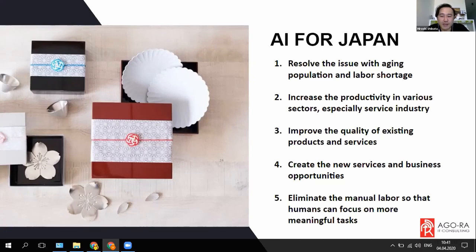And finally, a lot of work can be done manually, but humans have to do it, even if it's boring. Those jobs can be replaced by AI, so that humans can focus on something more interesting, something more creative, and something that only humans can do.